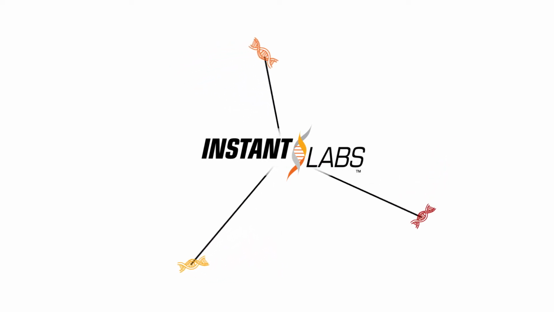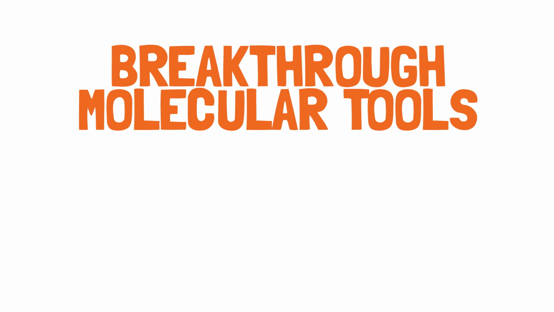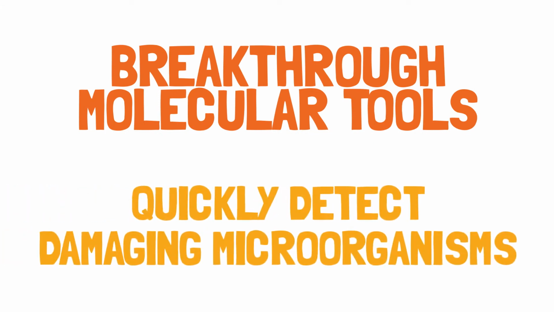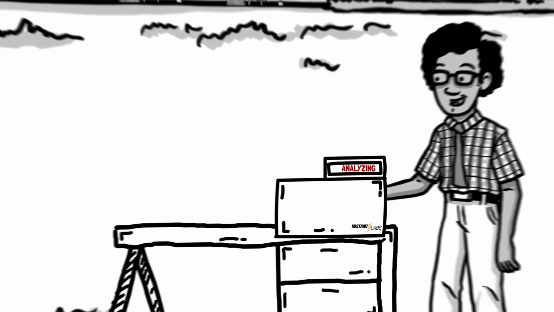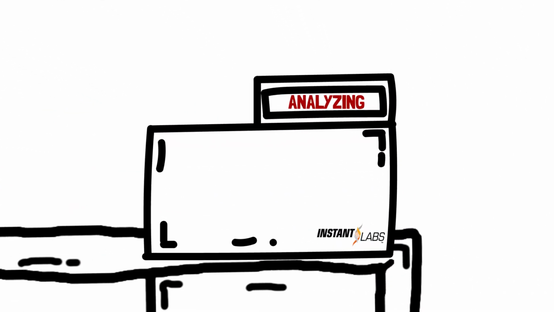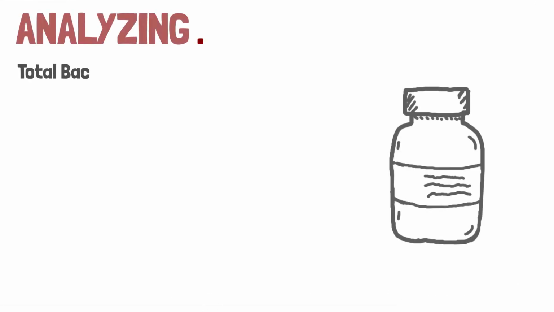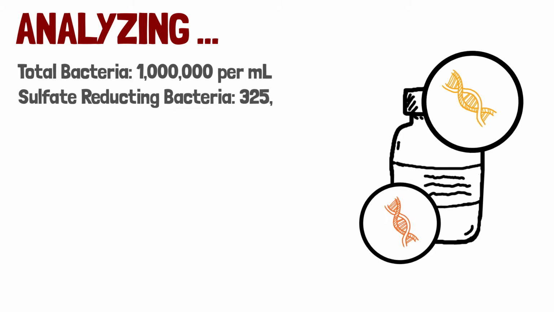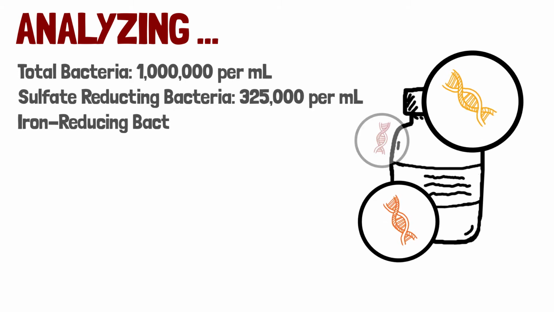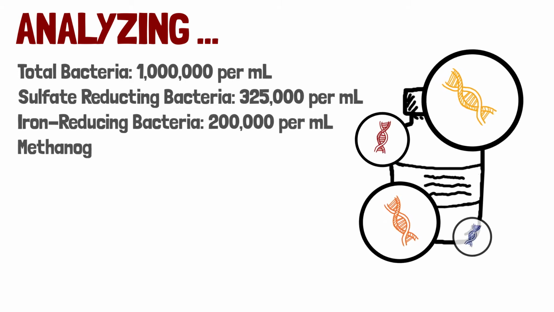InstantLabs has partnered with industry leaders to develop new, breakthrough molecular tools to quickly detect damaging microorganisms at a level of clarity previously impossible. First, start with InstantLabs' Hunter testing unit. It uses DNA technology to quickly identify microorganisms on site, anywhere and anytime. In less than 2 hours, you'll precisely know which type of microorganisms are present and their concentrations.